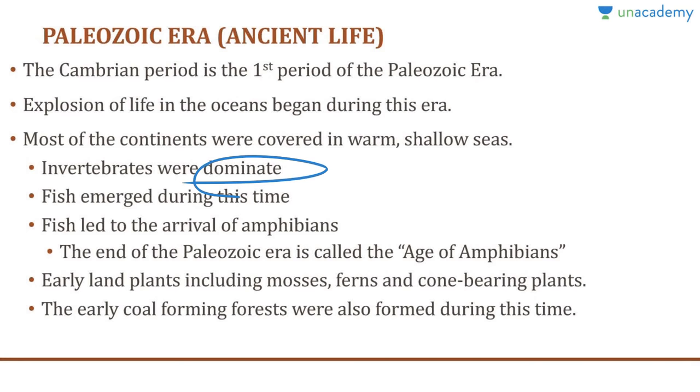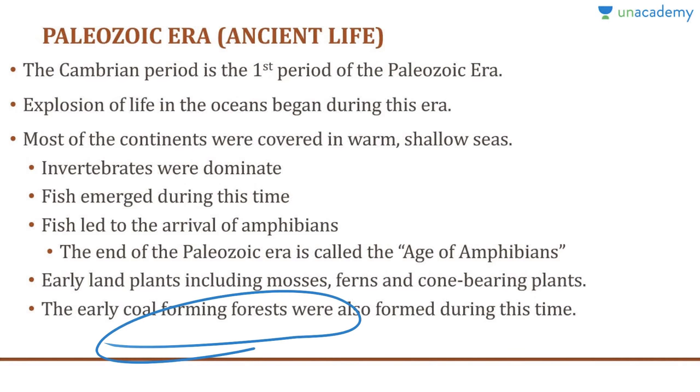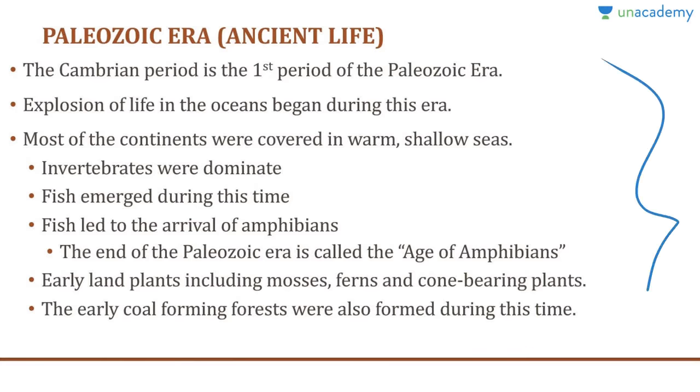And fish emerged for the first time during the Paleozoic era. And gradually the fish led to the arrival of amphibians. That's why the end of the Paleozoic era is also known as the age of amphibians, because during this period the amphibians were dominating. And as far as the land plants are concerned, they include mosses, ferns and cone bearing plants. Remember, flowering plants had not evolved during this time. Also the early coal forming forests were formed during this particular Paleozoic era.